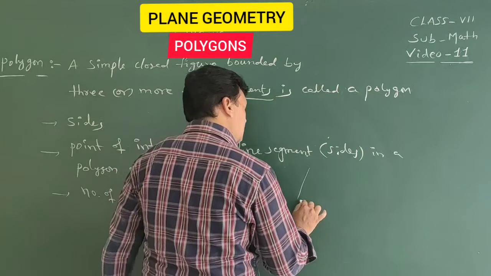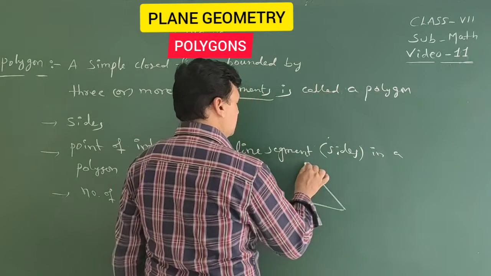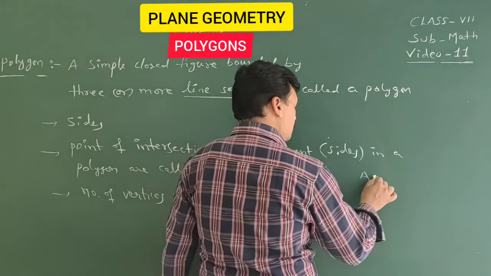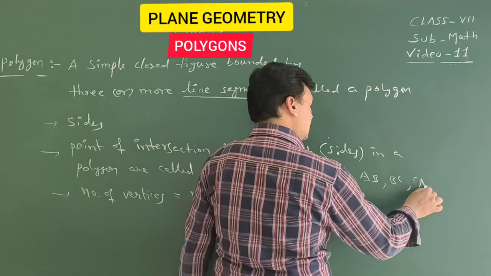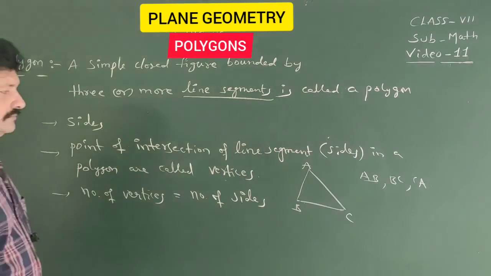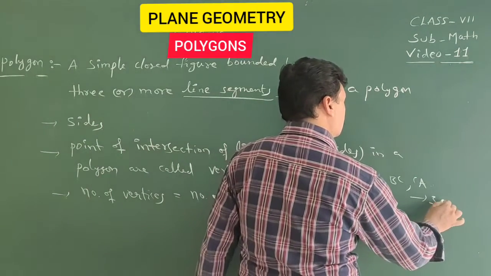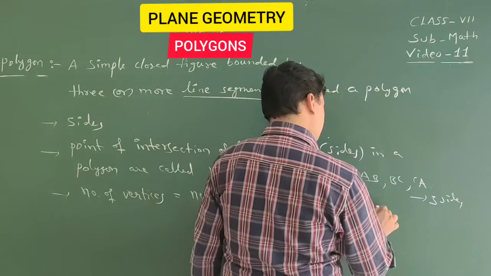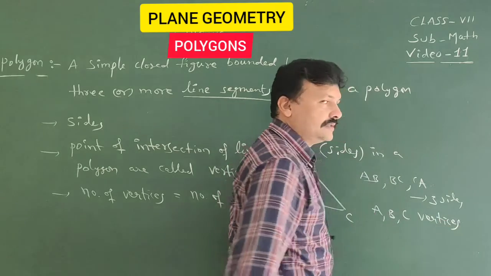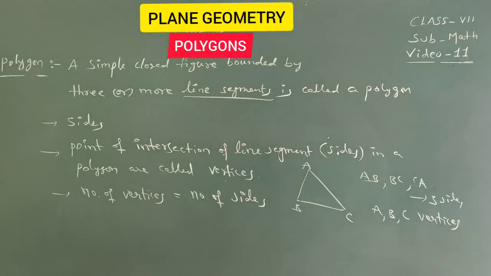For example, consider the polygon triangle. Here A, B, C. Here AB, BC and CA are the sides of the given polygon ABC. Here we have three sides and three vertices. A triangle has three sides and three vertices. Okay, these are important points in a triangle.